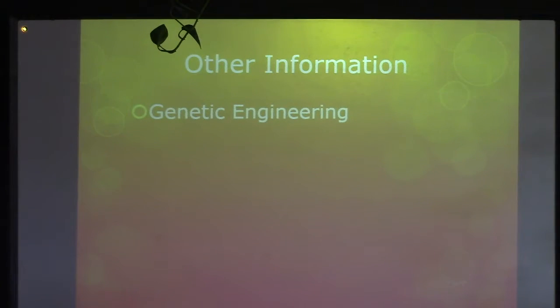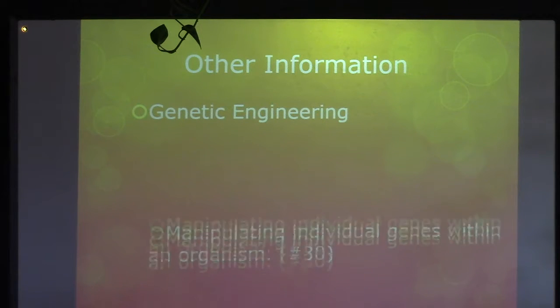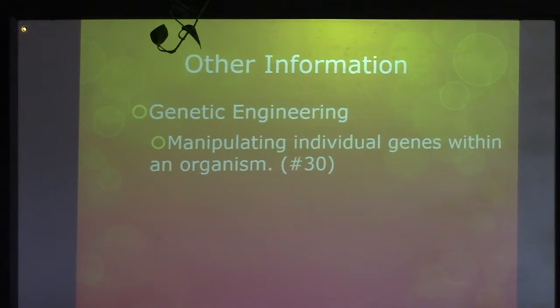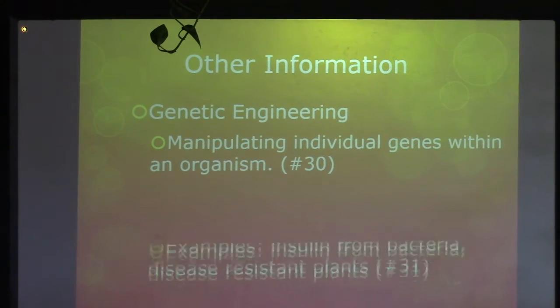Well, let's just get some other information, and this will finish off our sheet here, okay? Genetic engineering. You need to know a little bit about that. GMO, genetically modified. You always hear about it, everybody's against it. Manipulating individual genes within an organism. That's what genetic engineering is, number 30. So that's humans manipulating those genes.